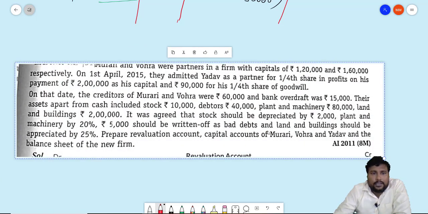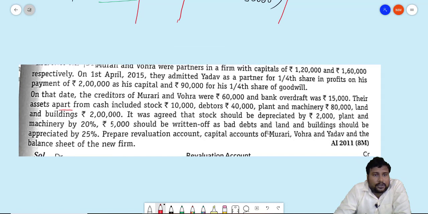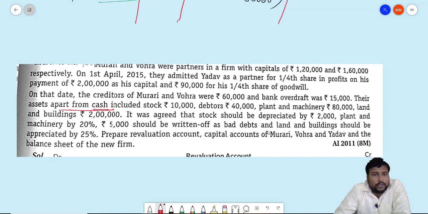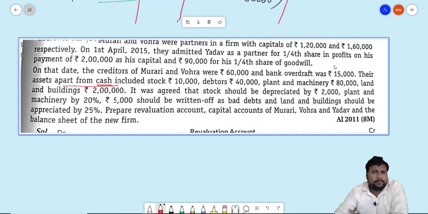See this line: their assets apart from cash. So cash is what is there, but cash is not given in that. So what we will do, we will do a small homework in the working note and we will prepare the memorandum balance sheet. As the balance sheet is not that important, it is not needed to prepare it fully, but we will find out how.